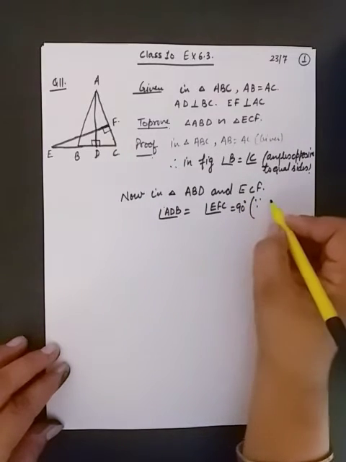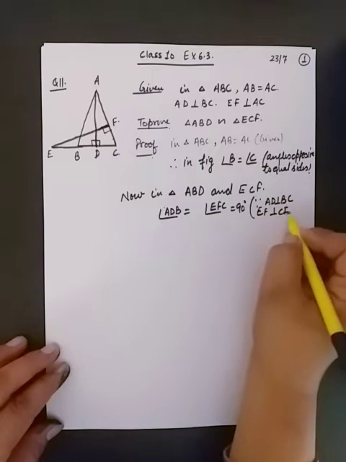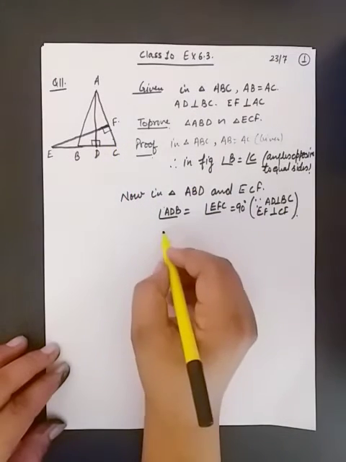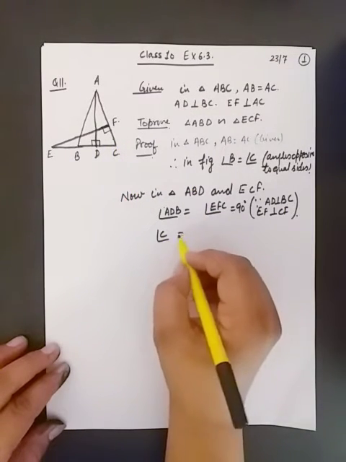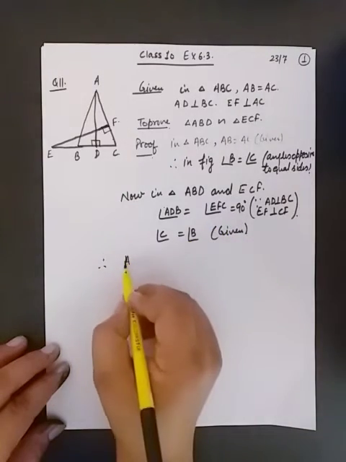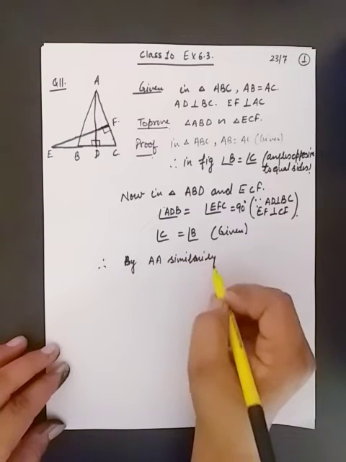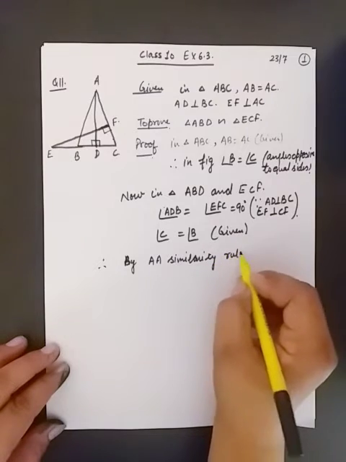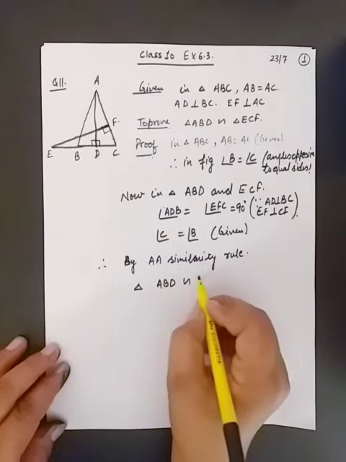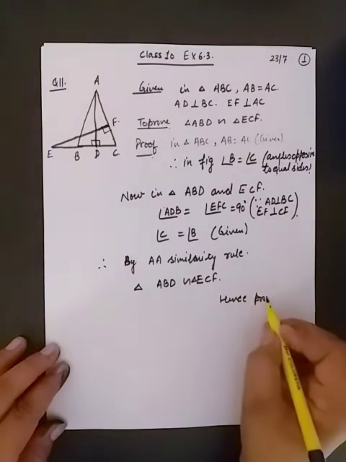Why? Because AD is perpendicular to BC and EF is perpendicular to CF, which is given to you. And angle C is equal to angle B, this is also given to you. Therefore, by AA similarity rule, triangle ABD is similar to triangle ECF. Very simple question, hence proved.